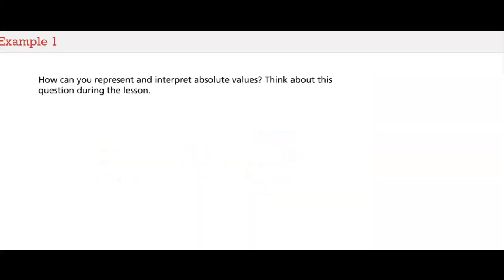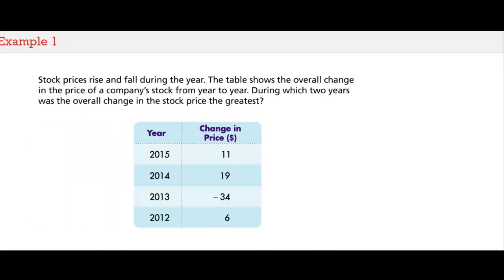Can you represent and interpret absolute values? Think about this question during the lesson. Stock prices rise and fall during the year. The table shows the overall change in the price of a company's stock from year to year. During which 2 years was the overall change in the stock price the greatest?